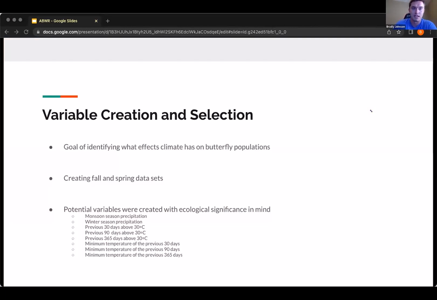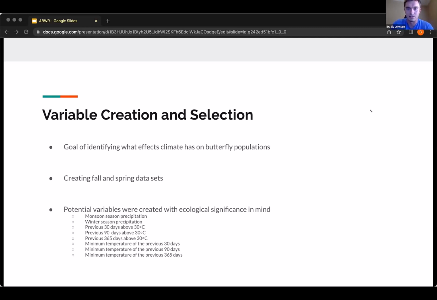So for variable creation and selection, our main goal was to identify what effects the climate has on butterfly populations in Arizona. Some additional information about the data was some sites in the data set, including the preserve, sample multiple times a year. So to handle this, we created two groups. One we titled Spring, which is any samplings from March 1st to June 1st, and the second group being Fall, which is any samplings from July 15th to October 31st.